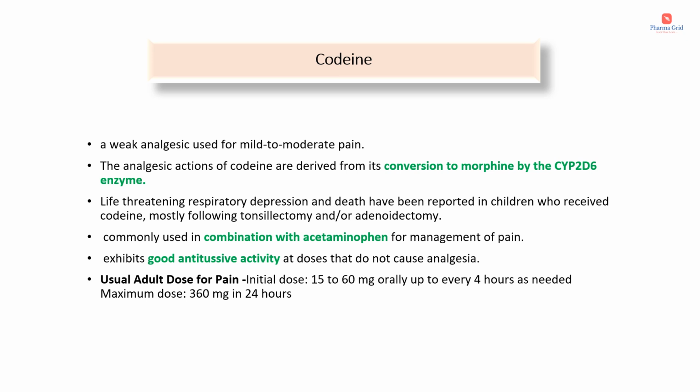It is commonly used in combination with acetaminophen for management of pain. It exhibits good antitussive activity at doses that do not cause analgesia. Usual adult dose for pain is initial dose 15 to 60 mg orally up to every 4 hours as needed. Maximum dose is 360 mg in 24 hours.